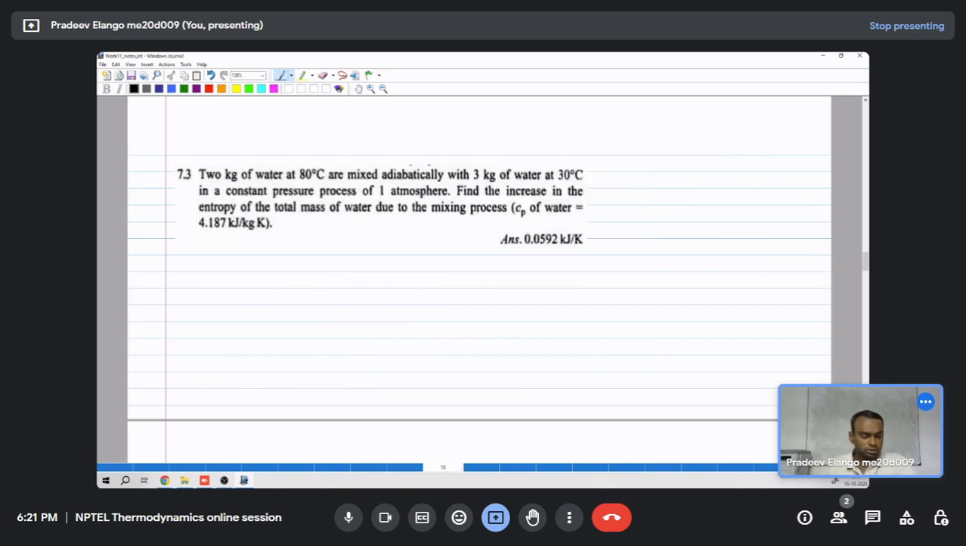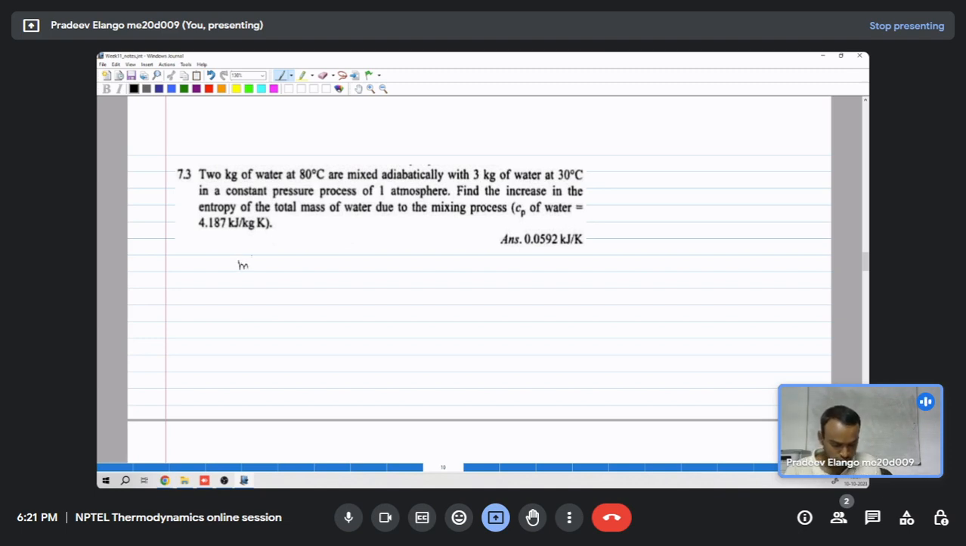Next problem. 2 kg of water at 80 degrees Celsius is mixed adiabatically with 3 kg of water at 30 degrees Celsius in a constant pressure process at 1 atmosphere. Find the increase in the entropy of the total mass of water due to the mixing process. Cp of water is 4.187 kJ per kg Kelvin.